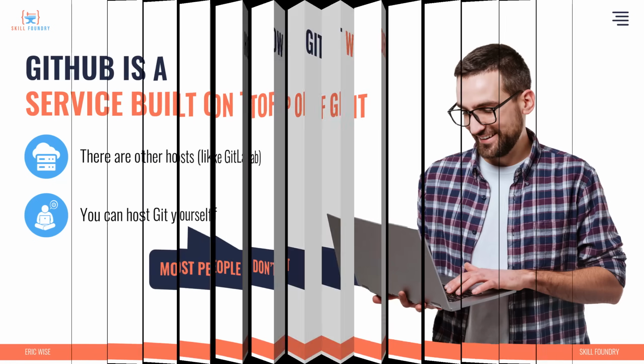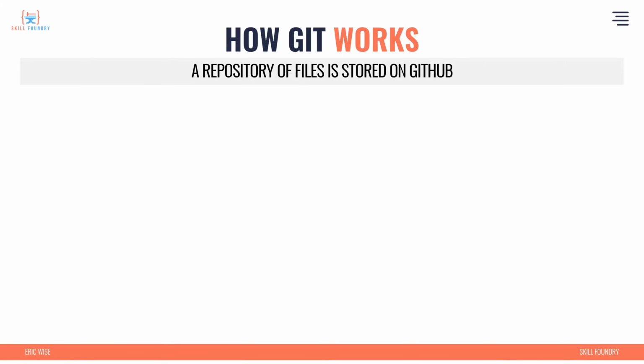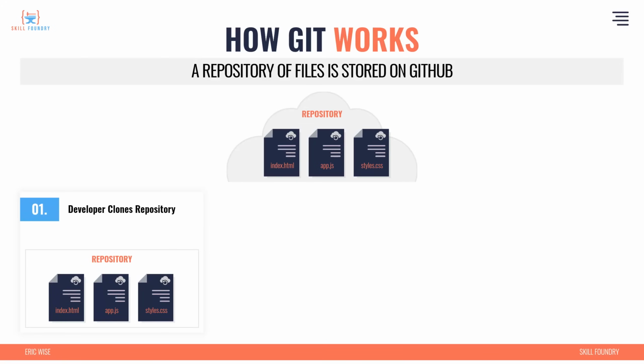Now let's talk about how Git works. And the way Git works, specifically through the lens of GitHub, is that up in the cloud, you have a container of all your files that has a name. And these containers are called repositories. And in that repository, you might have some web files like index, app.js, styles, whatever. When a new developer comes onto your team, the first thing they do is clone the repository. And cloning means we take a copy of what is current in that repository.